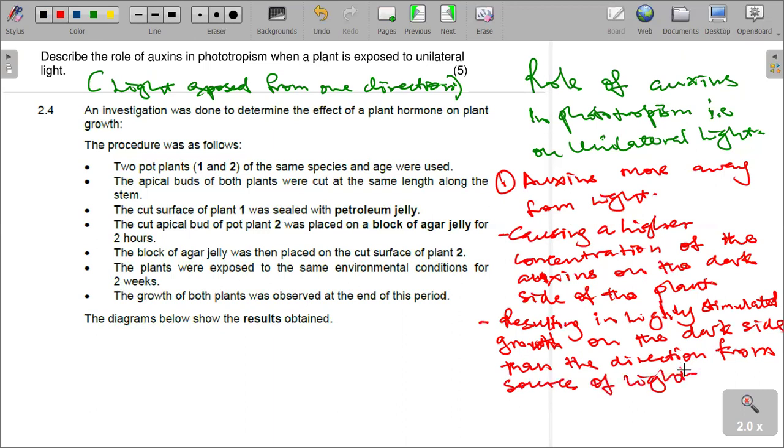So what happens is that they result in an uneven growth. The side where there is a high concentration of auxins will grow faster than the side where the light is coming from, and then the stem will grow or bend towards the source of light.